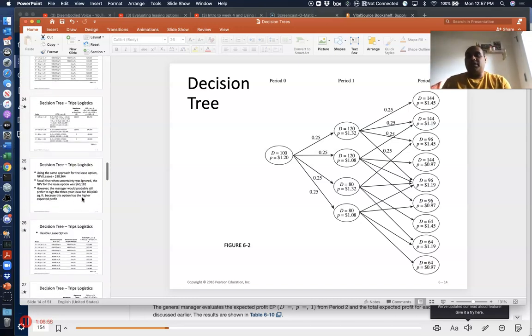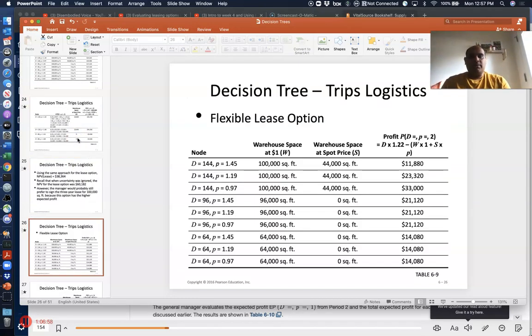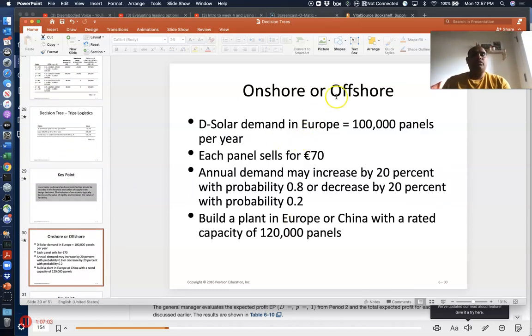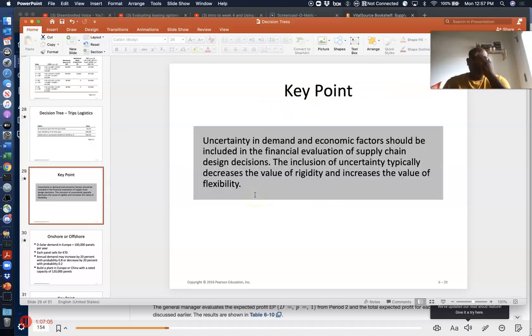So next week, we did the TRIPS logistics. Next week we'll be looking at offshoring versus onshoring. So if you have the option of offshoring something, what is the cost of offshoring? Just the relocation cost. We're not looking at all the other costs that are involved with offshoring, but just that. And even that you can do with decision trees. We'll talk about that next week. For the time being, thank you, and best of luck.